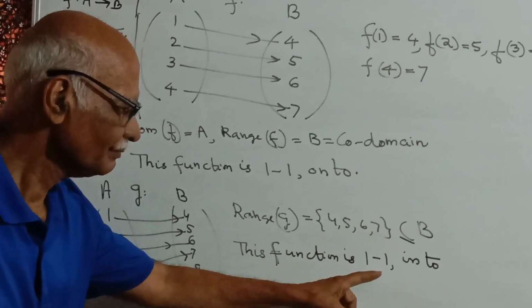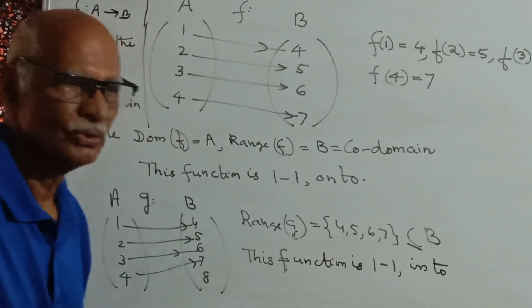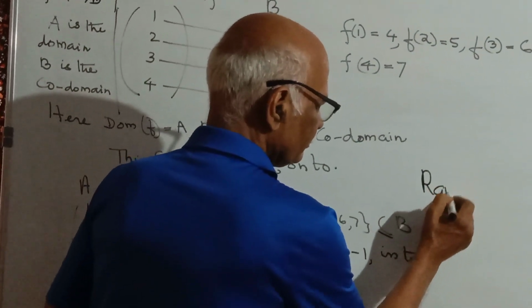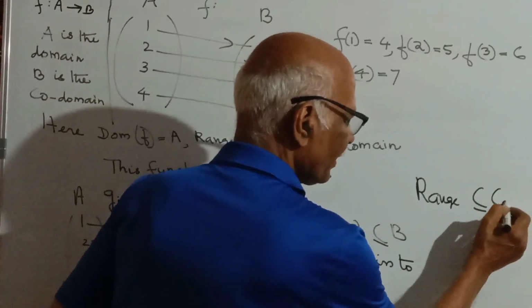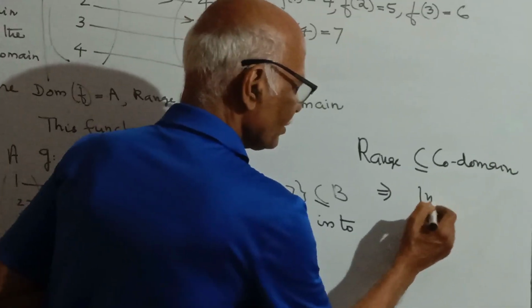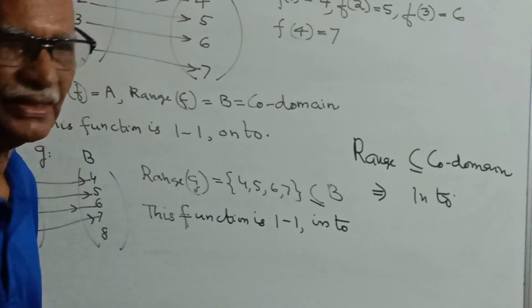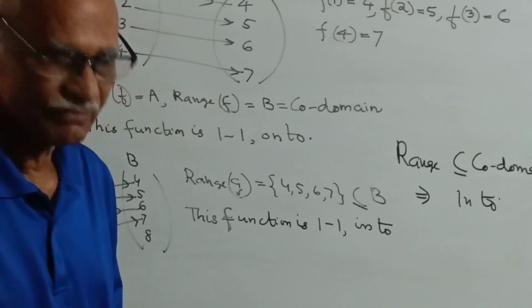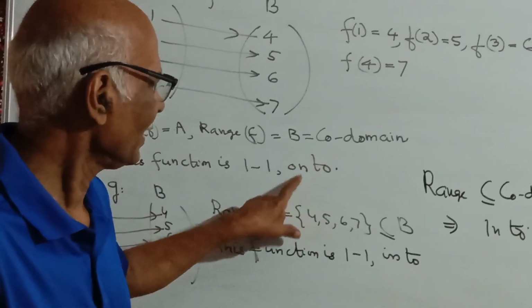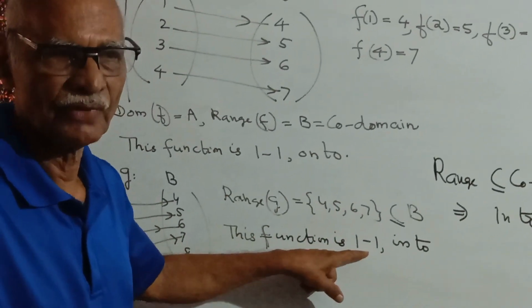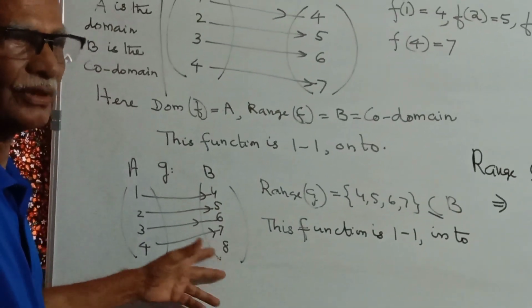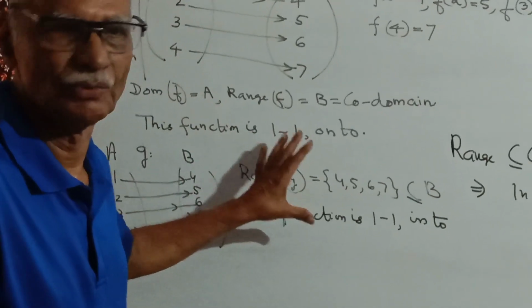The function is 1-1, but what we say is into. So the range is a subset of the codomain. A range that is a subset of the codomain means the function is into. If the range equals the codomain, the function is onto. So understand the difference between onto and into. In the case of into, there may be one or more elements in the set B without pre-images. This is a simple idea to be remembered.